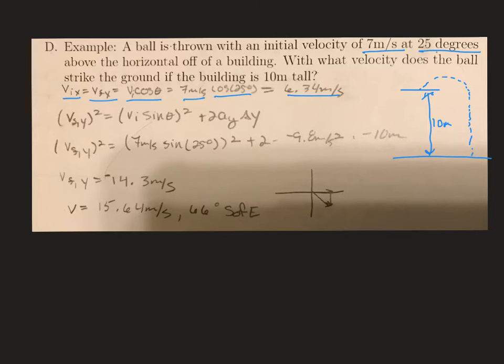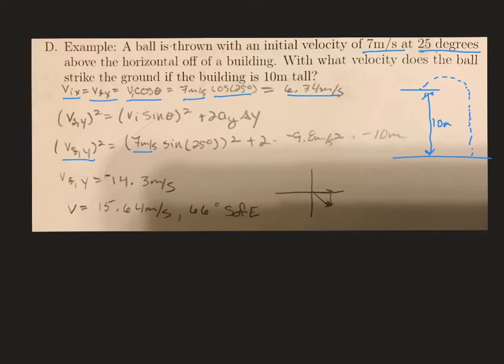Now we don't have time, and we don't have delta x, so we can't find time in this case. So this means that we're left with using our one equation that doesn't have time. Velocity final in the y squared equals velocity initial sine of theta squared plus 2 times acceleration of y times delta y. So velocity final in the y is unknown.